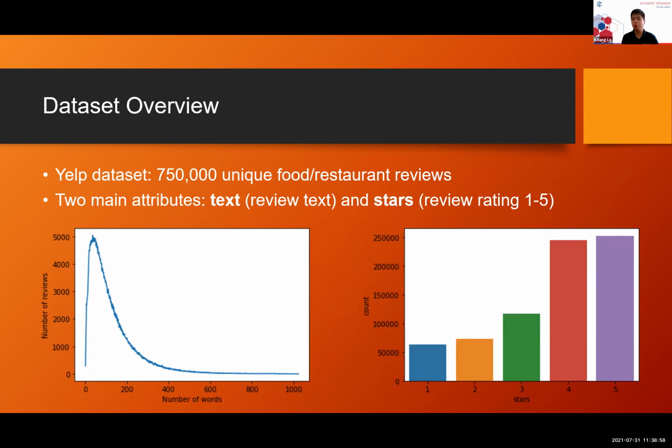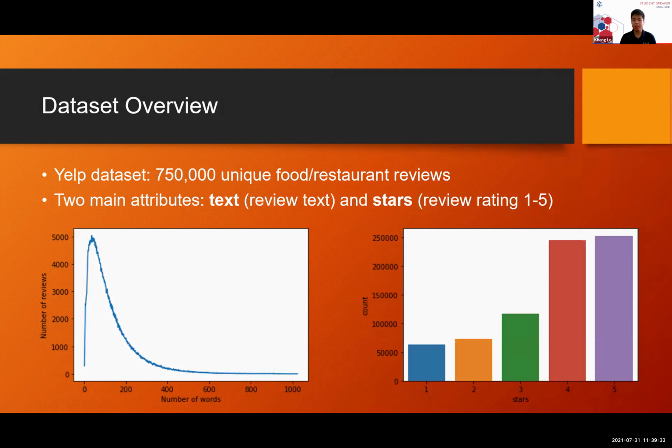To build our model, we mainly focus on two attributes of this dataset. First is the text field, which is the review text, and second, the star field, which is the rating of the review, ranging from 1 to 5. So for these two figures, you can see the statistics of our dataset. From the first figure, we can see that most reviews have less than or equal to 500 words, which will be used as the sequence length in our model design. Whereas from the second figure, we can see that most reviews are skewed to the positive rating.